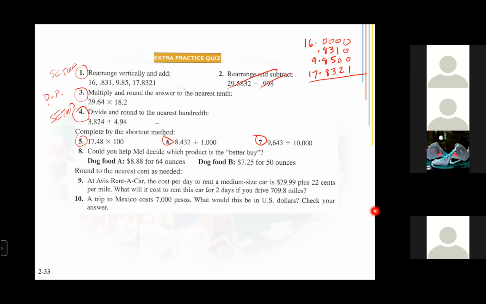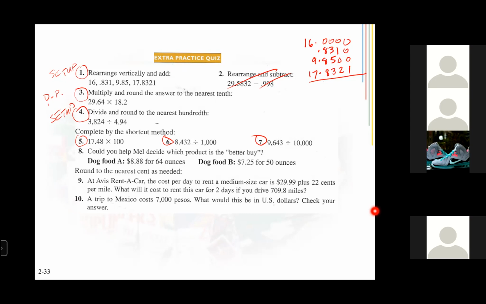3 places. So when you finish multiplying, you have 3 because you have 2 places for the first number and 1 place for the second. Okay, the next one, number 4, says divide and round to the nearest 100th. So if you were setting this up, which number are you going to make into a whole number? 4.94. And how are we going to make that into a whole number? Moving the decimal place to the right 2 places. So if you move the decimal 2 places to the right, what's going to happen to the other number? Then you have to put the decimal place and add the zeros.